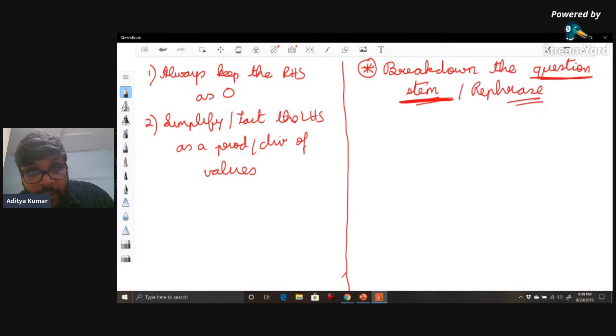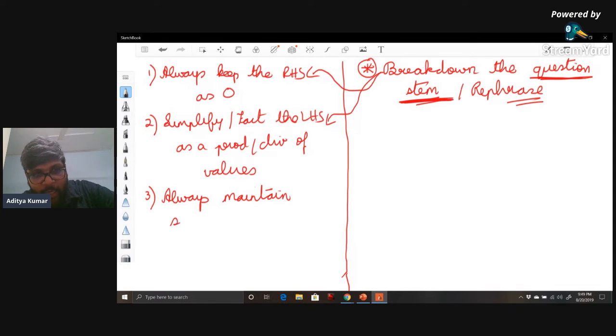So how do you break down the question stem? By keeping in mind these two golden rules. I'm going to add a third one. The third golden rule that I follow is always maintain squared terms or even powered terms.